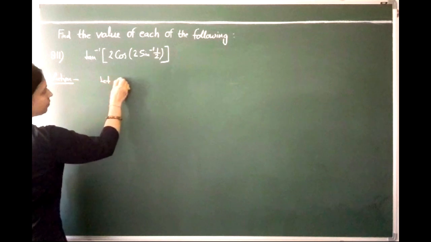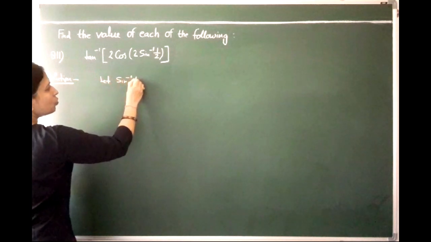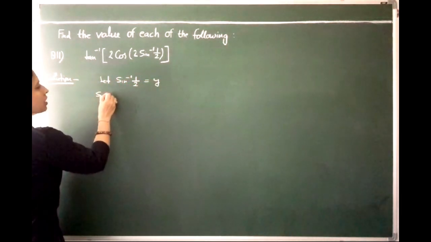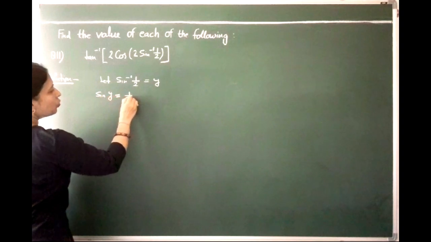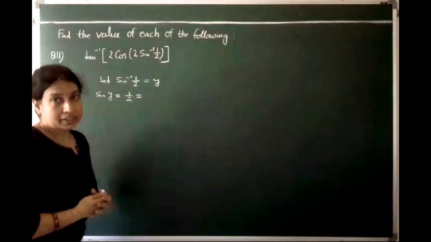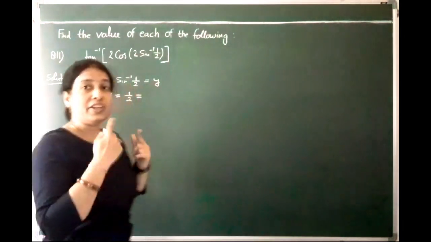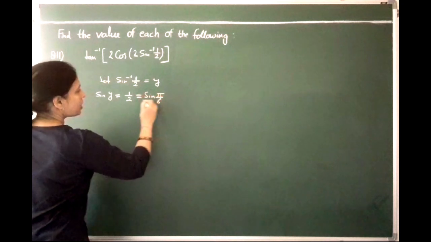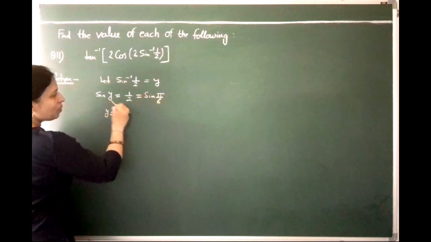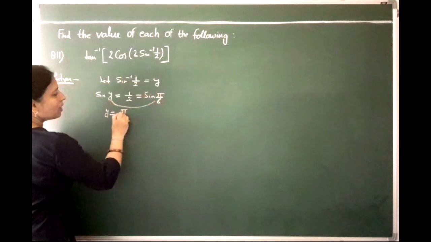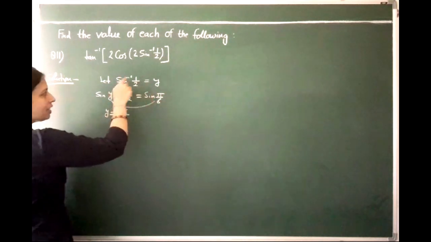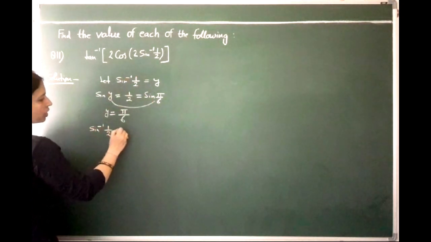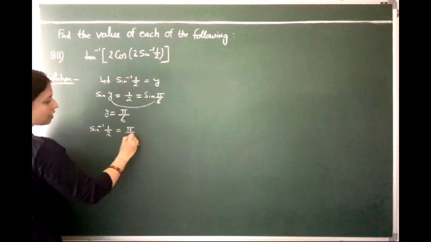Let sin inverse 1 by 2 is equal to y, then sin y will be 1 by 2, and we know that sin 30 degree, that means sin pi by 6, is equal to 1 by 2. So we can write sin pi by 6. So what will be y? y will be pi by 6, and y means sin inverse 1 by 2. So you can write here sin inverse 1 by 2 is equal to pi by 6.